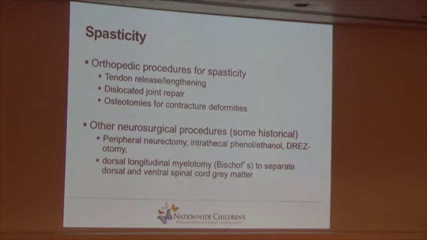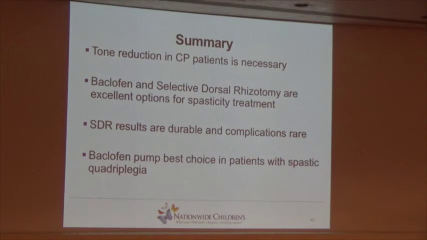Other treatments for spasticity, to really get to the point that there are multiple tools within this toolbox, include the tendon release and lengthening that you heard a little bit about, botulinum toxins, osteotomies for contraction deformities, and other neurosurgical procedures. Some are historical, including neurectomies, intrathecal phenol or ethanol, or DREZ procedures, none of which are done anymore. The only one really worth talking about is the use of DBS in patients with dystonia.